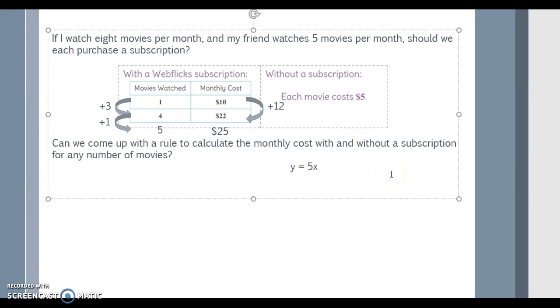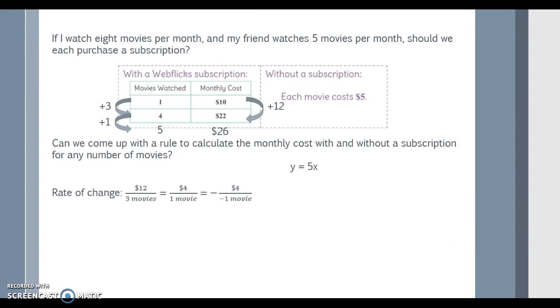So y is 5 times x, where x must be the number of movies, and we're increasing by 5 each time. So the rate of change is $12 for 3 movies, which is equivalent to $4 per movie, which is equal to a negative change every time we go down. So I subtract a movie and I subtract $4.